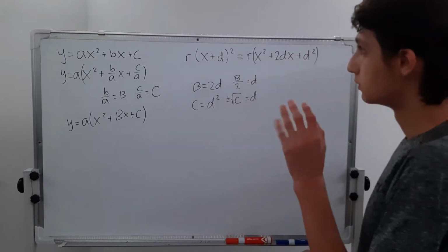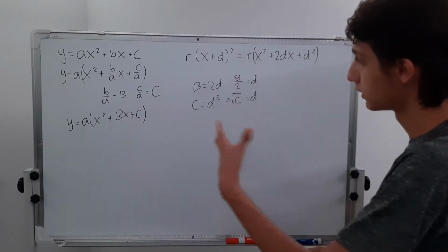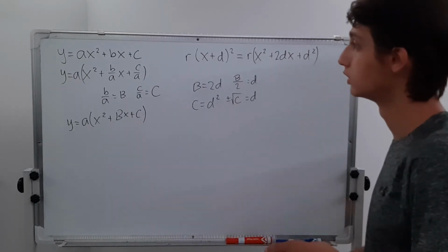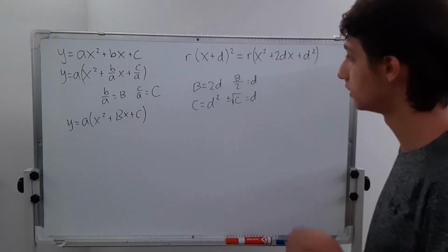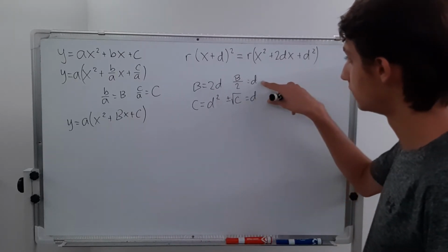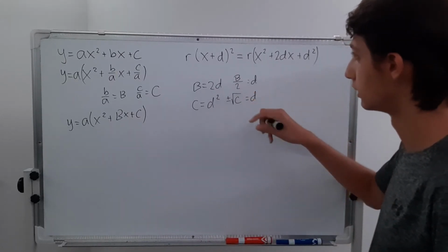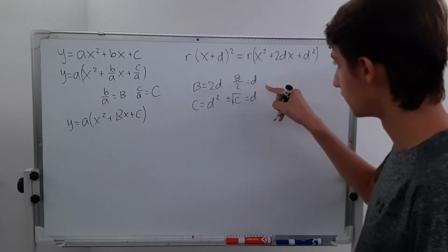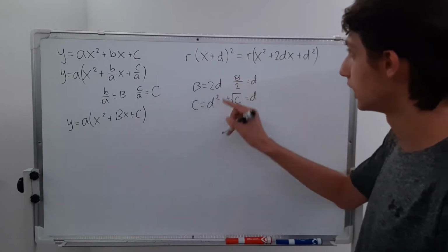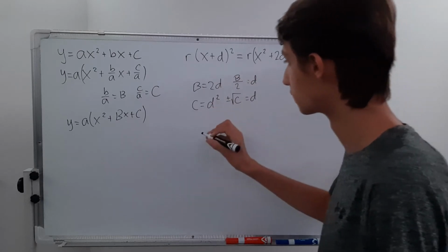So that's actually very cool on its own, and I'm going to stray off from the main point of this video for a few minutes here, because this is very interesting. We found that d is equal to b over 2 and the square root of c, and this is cool because you can actually replace this d with those values.